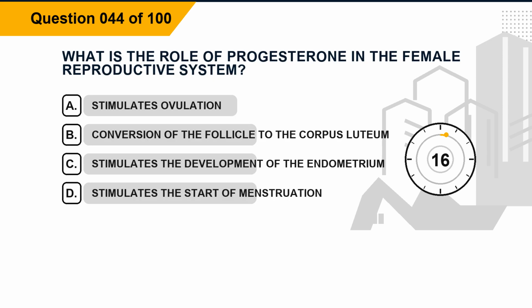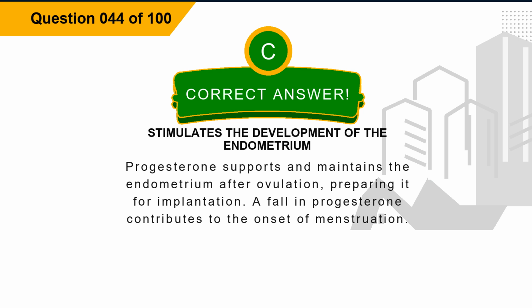Question 44. What is the role of progesterone in the female reproductive system? Option A, stimulates ovulation. Option B, conversion of the follicle to the corpus luteum. Option C, stimulates the development of the endometrium. Option D, stimulates the start of menstruation. The correct answer is option C, stimulates the development of the endometrium. Explanation. Progesterone supports and maintains the endometrium after ovulation, preparing it for implantation. A fall in progesterone contributes to the onset of menstruation.